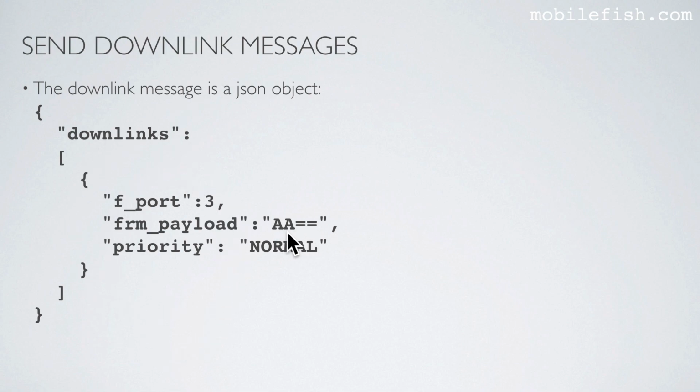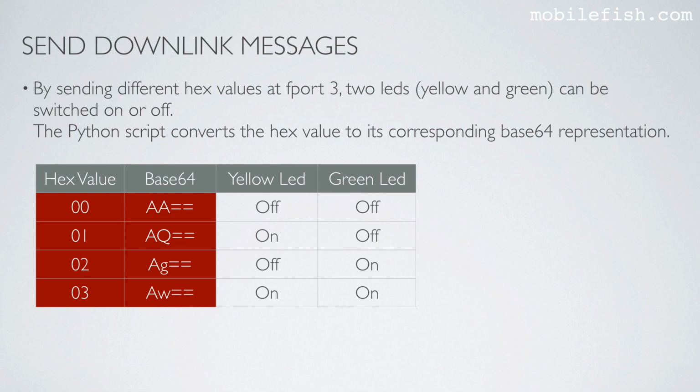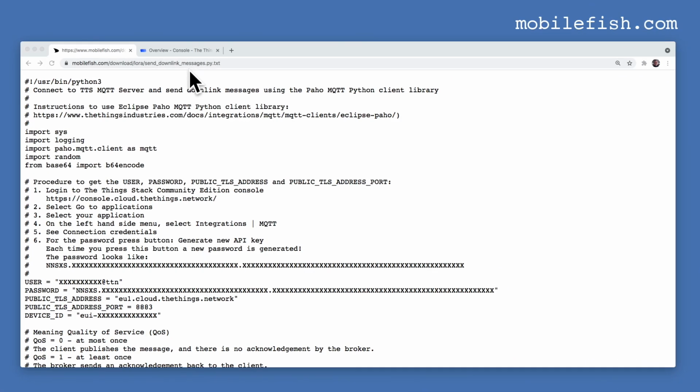This payload is hex value 00, which is converted to base 64. By sending different hex values at F port 3, two LEDs, yellow and green, can be switched on or off. The Python script converts the hex value to its corresponding base 64 representation. This is the send downlink messages Python script. It requires a username, password, public TLS address port, and the device ID. You can use the same values as in the receive uplink messages Python script.